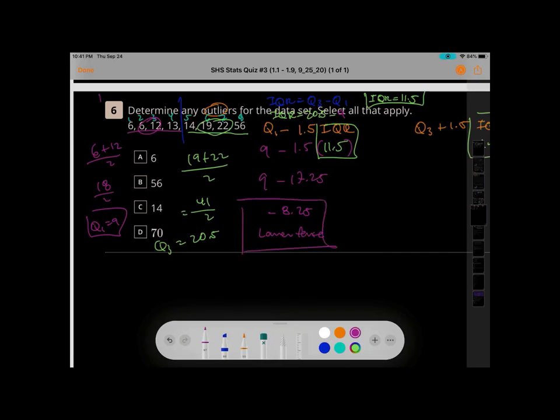What does that mean? If you had any negative values to the left of this dotted line, at negative 8.25 on the number line, this out here would be considered an outlier.